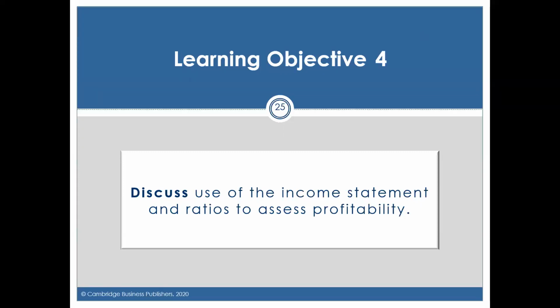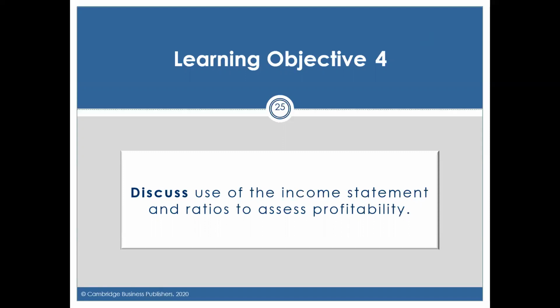All right, so 2 ratios that we can use to analyze the company's balance sheet. One ratio assesses their liquidity, the current ratio, current assets over current liabilities. And the other ratio assesses their solvency, total liabilities over total assets.